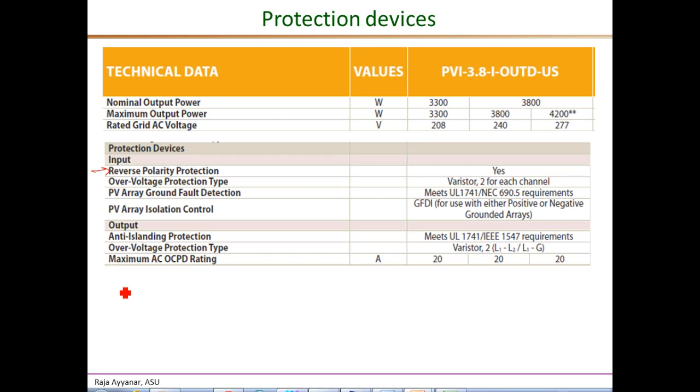Okay, and finally we have AC overcurrent protection on the grid side. For this inverter it is 20 amperes, and this is done by a combination of electronic control of the DC to AC stage, the AC side circuit breaker, and probably some fuses as well.